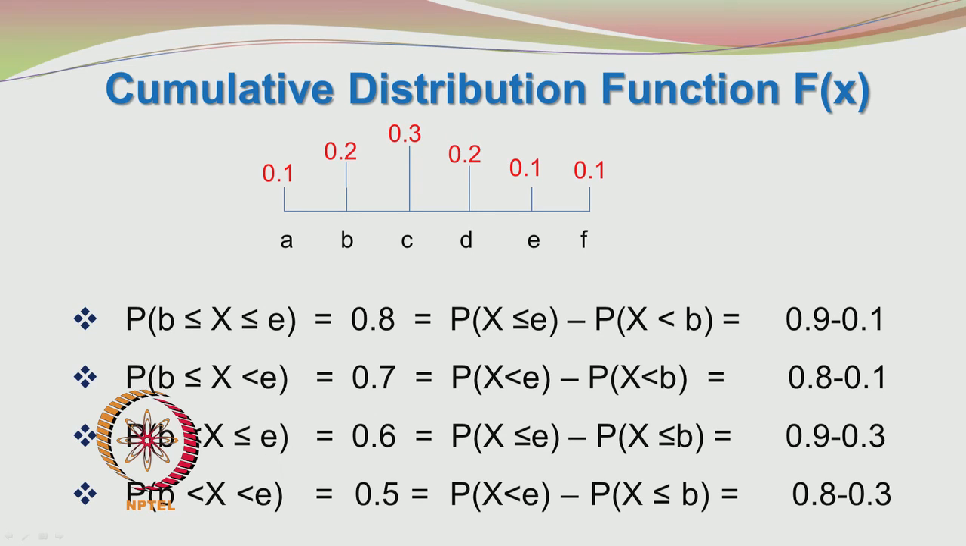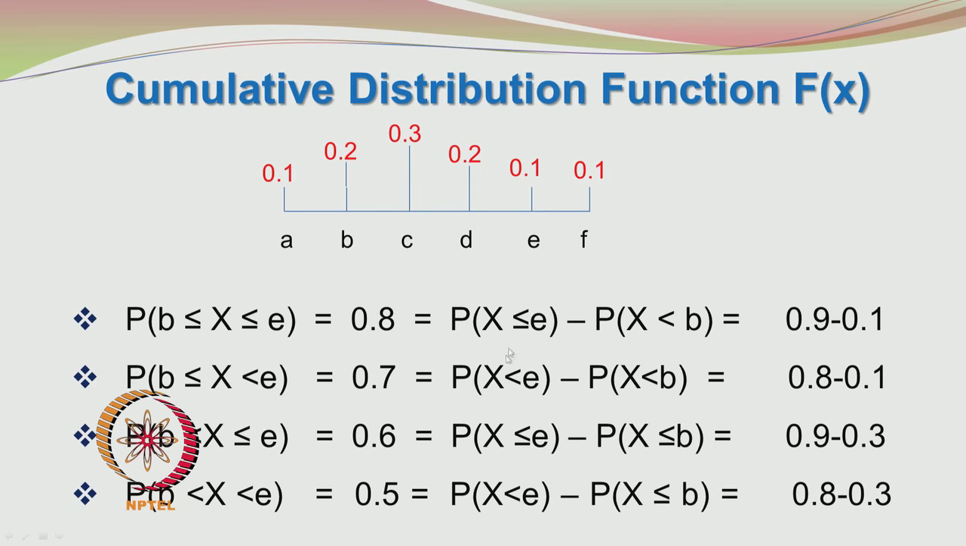The second case is probability of b less than or equal to x less than e, and that is equal to 0.7. Here b is included, but e is not included. So, it should be less than e. So, we count 0.2 corresponding to the probability of occurrence for b. So, 0.2 plus 0.3, 0.5, 0.5 plus 0.2, 0.7.